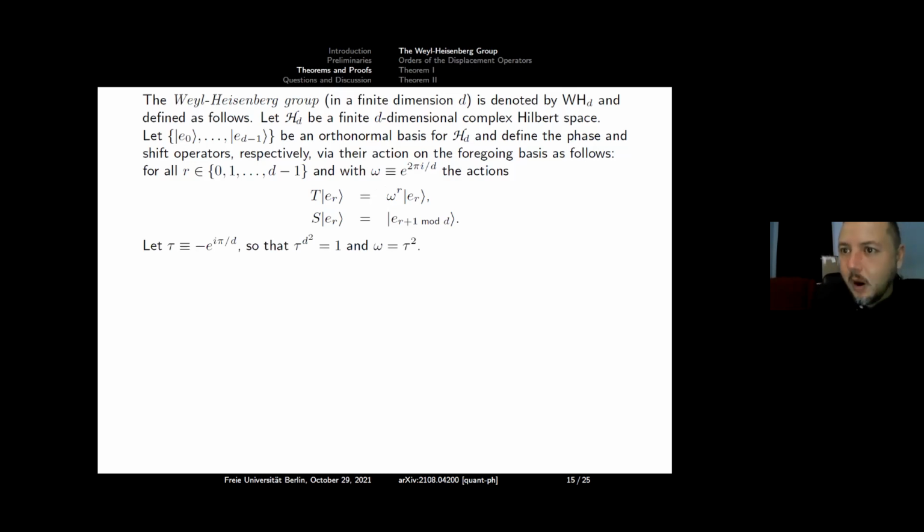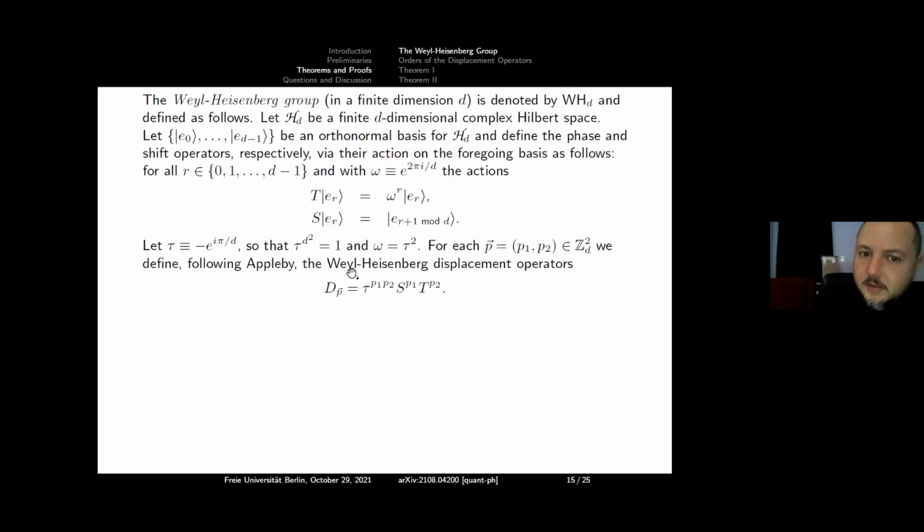Introduce Appleby's tau. This phase convention is particularly beautiful because whether the dimension is even or odd, tau to the D squared equals 1. Okay. Here are the Weyl-Heisenberg displacement operators. They're labeled by elements of the integers modulo D Cartesian product with itself. Okay, so the displacement operators are labeled by these vec p's, and I should say for later, those p's are not prime numbers. They're numbers in Z_D, okay? So this is just a matter of history that it's a p. So it's a vec p. These are the displacement operators.